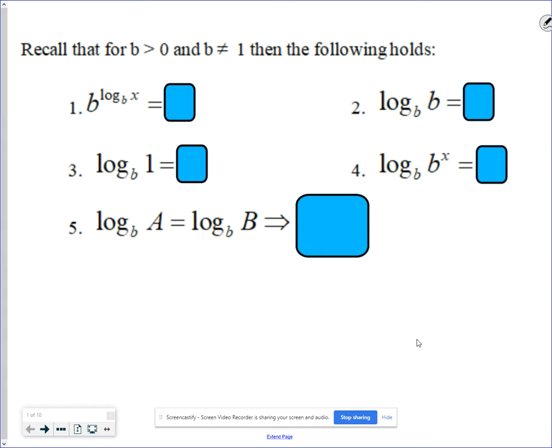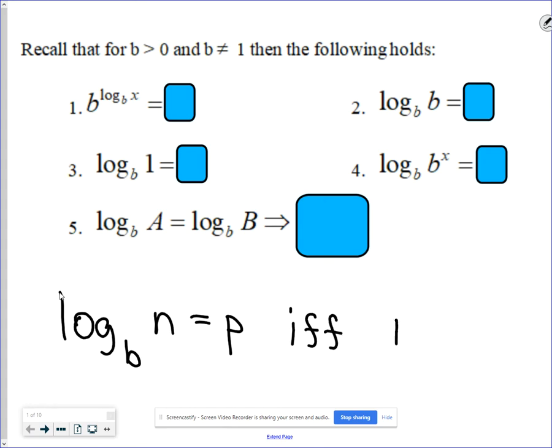So remember the definition of a logarithm I gave you. It was written like this. If you have log base b of n is equal to p, this is a true statement if and only if b to the p power is equal to n.